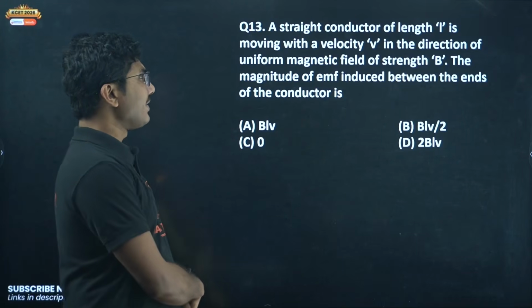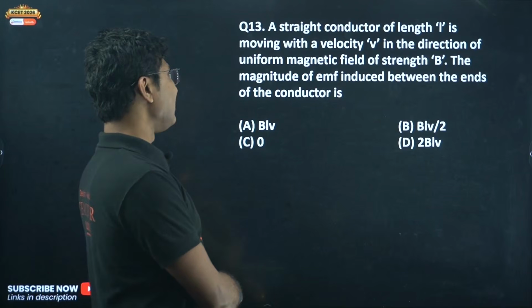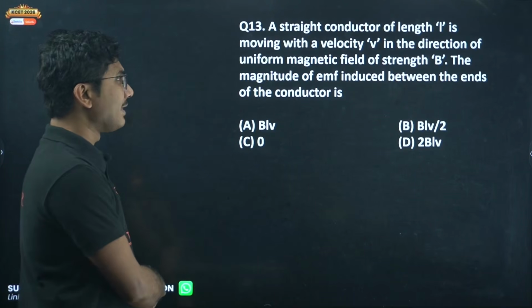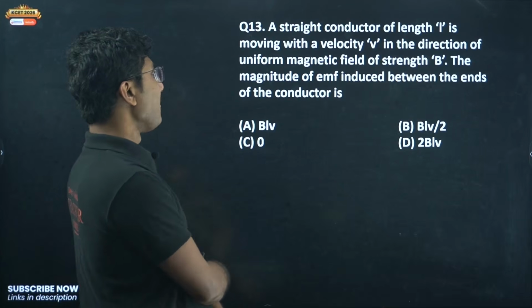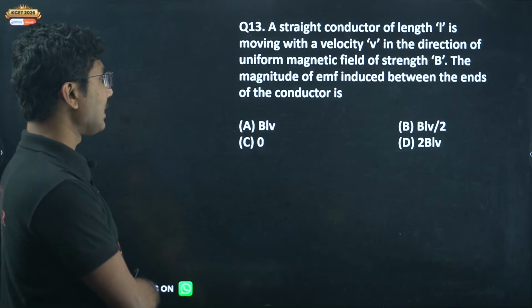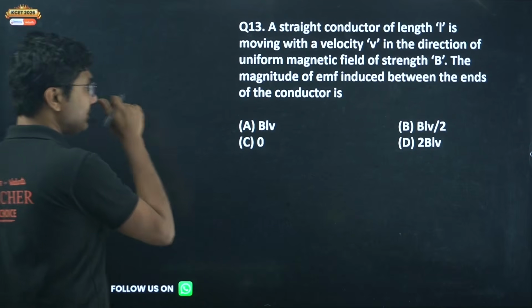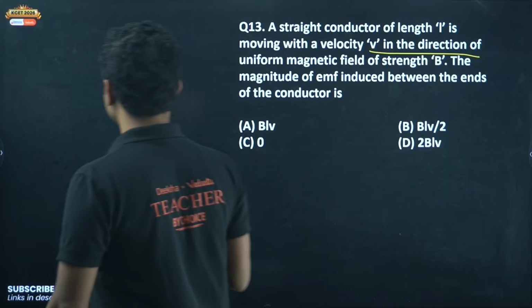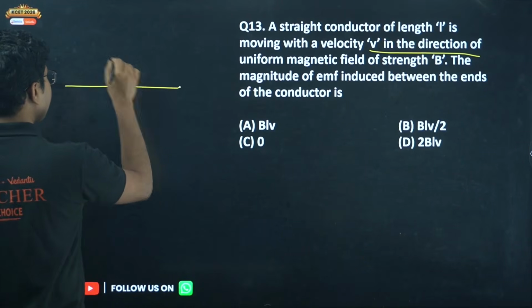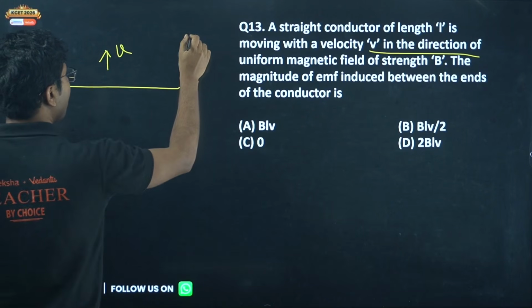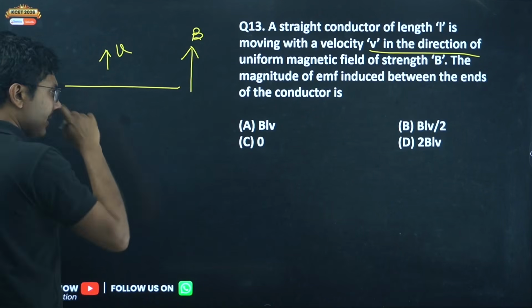Next, a straight conductor of length L is moving with a velocity v in the direction of the uniform magnetic field of strength B. The magnitude of the EMF induced between the ends of the conductor is? So here, if you see, the magnetic field is in the direction of the rod, so the rod is moving in this direction, and the magnetic field is also in this direction, so the induced EMF here will be 0.